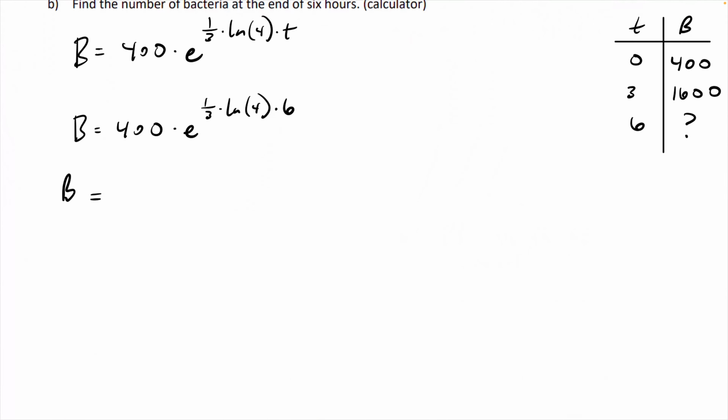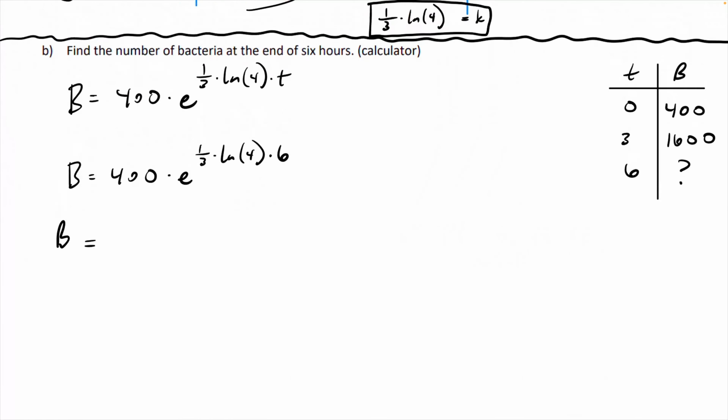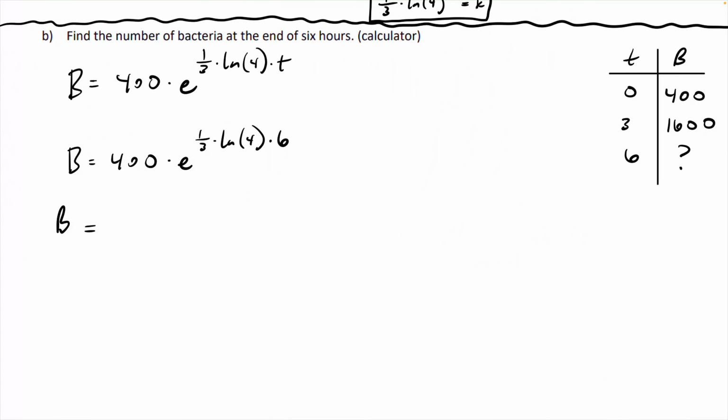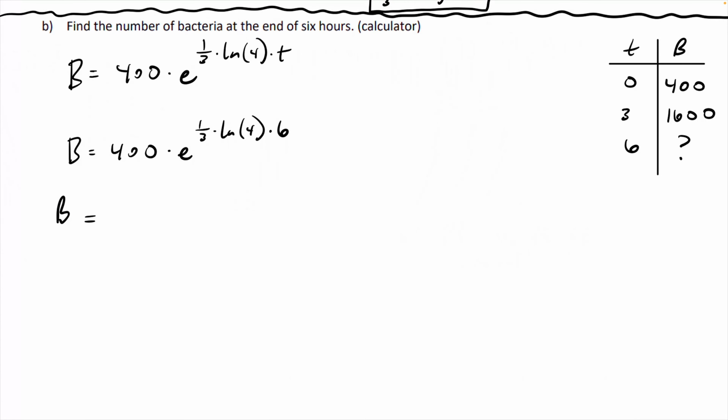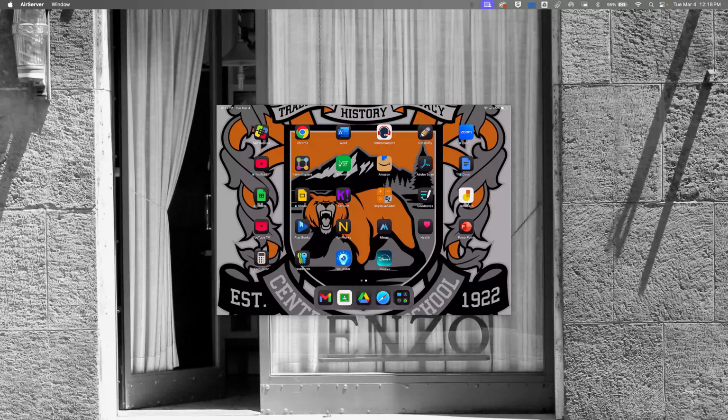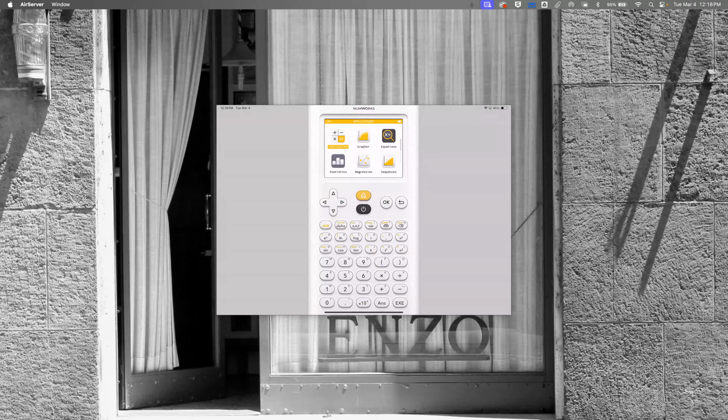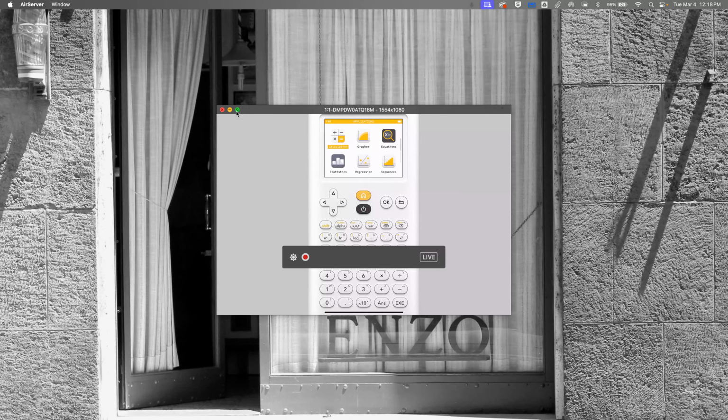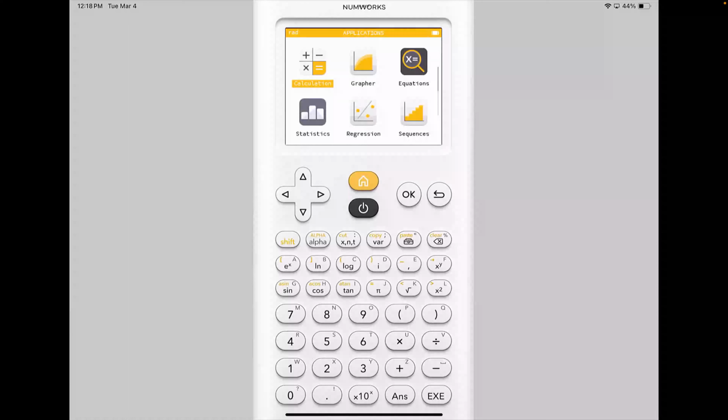Okay, so let's see here. Where's my calculator? There we go. These are the calculators I have in the back. They're not in the back yet right now, but they will be. It's NumWorks, a calculator app. It's a free app, and these are the exact calculators I have in the back. If you have a graphing calculator, you can use it. If you have any calculator, you can use it. But this is the one I have in the back that you can use.